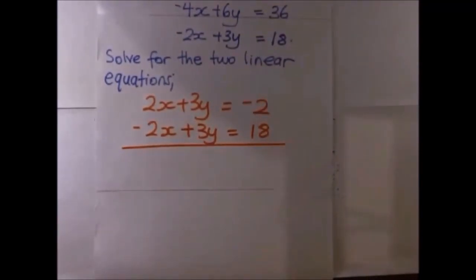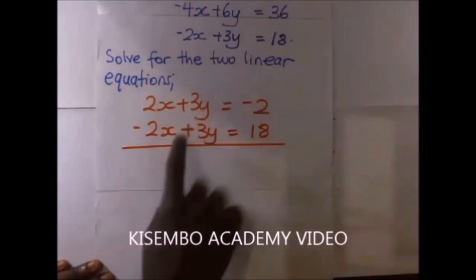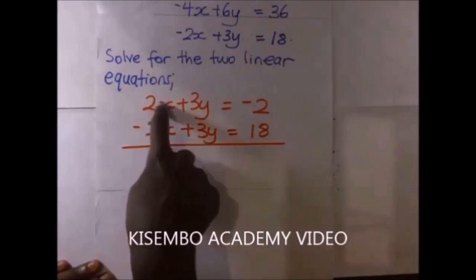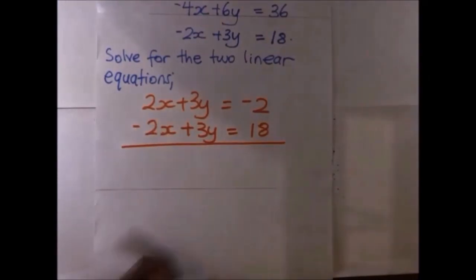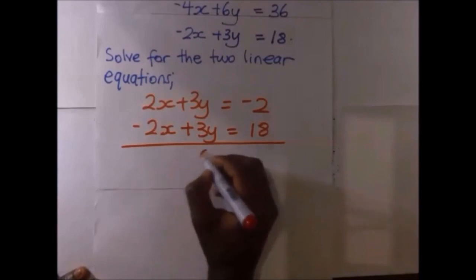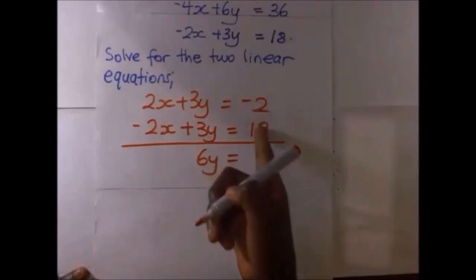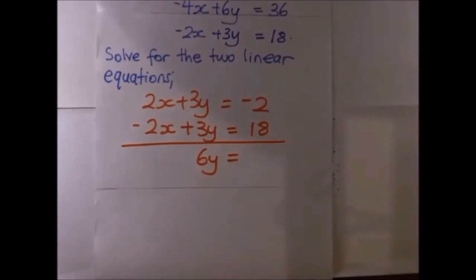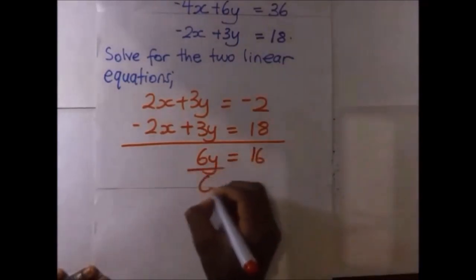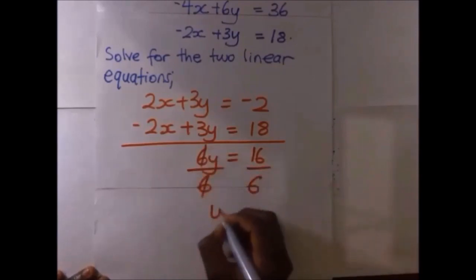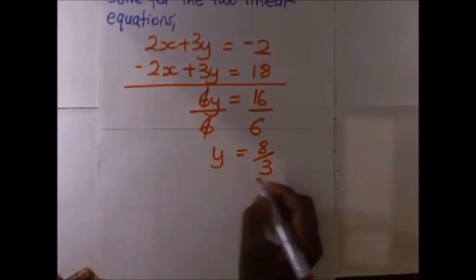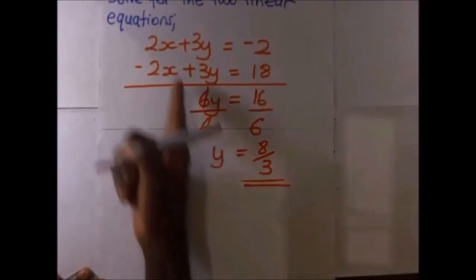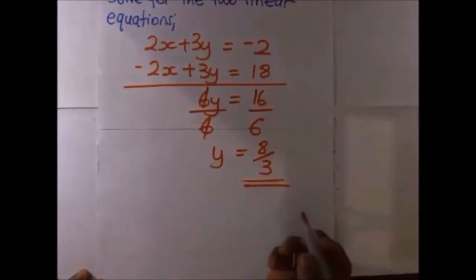Solving for those two equations simultaneously, we get our value of x. By the elimination method, we eliminate the value of x. When we add, 2x plus negative 2x is going to give us 0. So 3 plus 3 is going to give us 6y. So we have here 6y is going to be equal to negative 2 plus 18. That is 16. So we divide both sides by 6, and we get a value of y as y is equal to 8 over 3. When we substitute for the value of y in one of those expressions, we'll get our value of x.